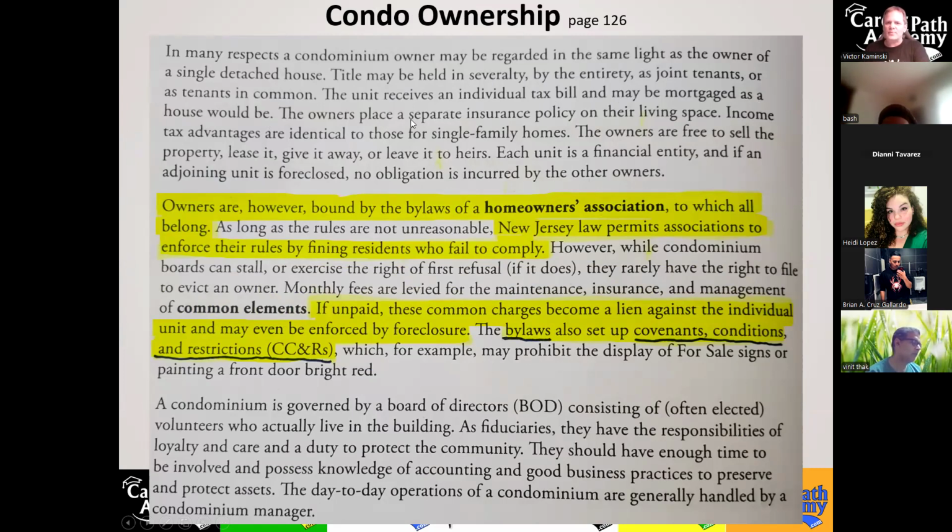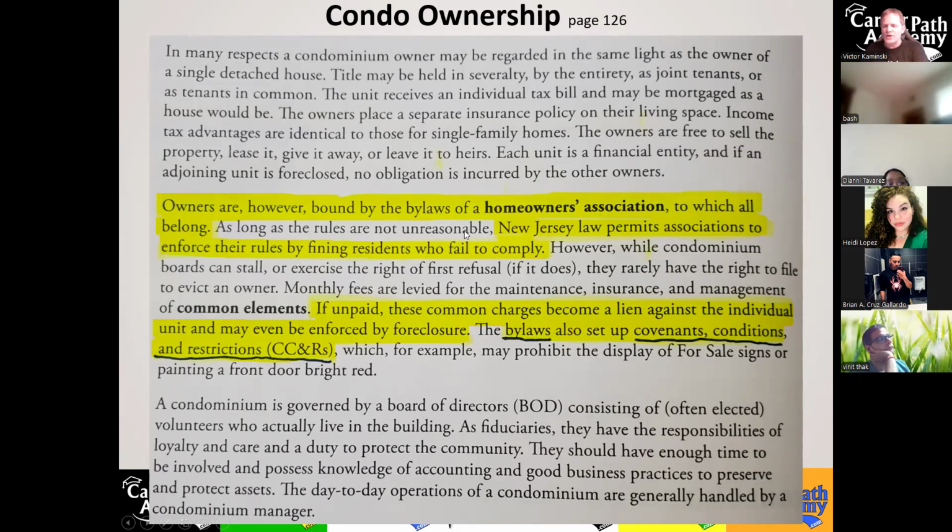The owners place a separate insurance policy on their living space. Income tax advantages are identical to those of single-family homes, and the owners are free to sell the property, lease it, give it away, or leave it to their heirs. Each unit is a financial entity on its own, and if an adjoining unit is foreclosed, no obligation is incurred by the other condo unit owners. Owners are, however, bound by the bylaws of the homeowners association to which all will belong.